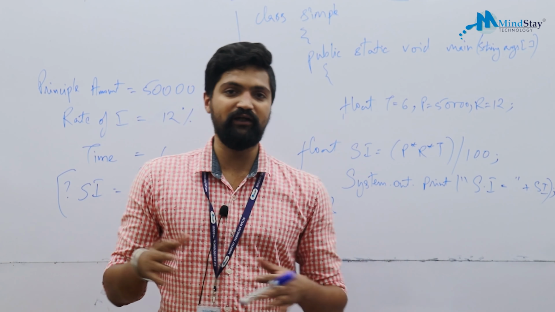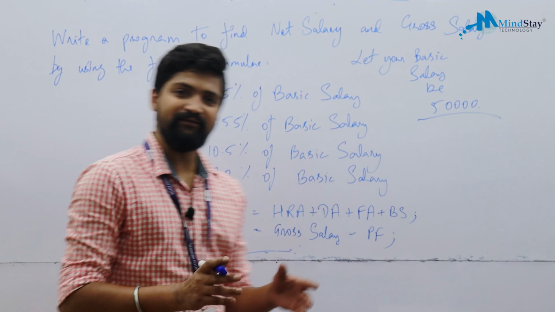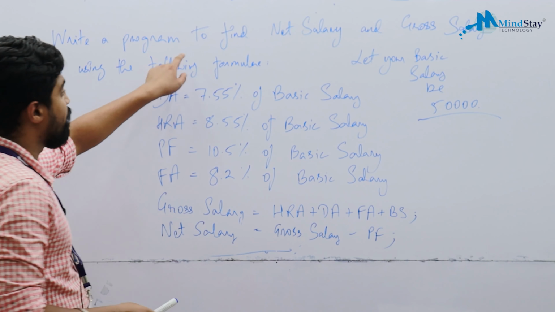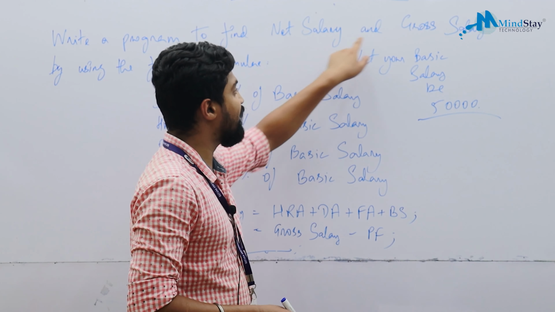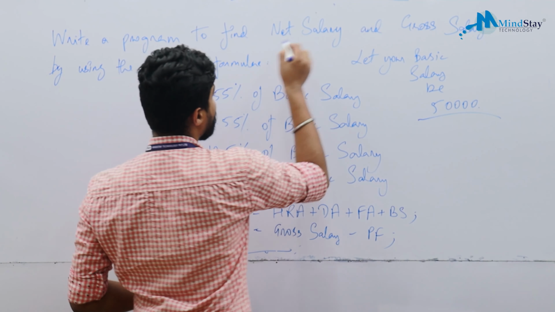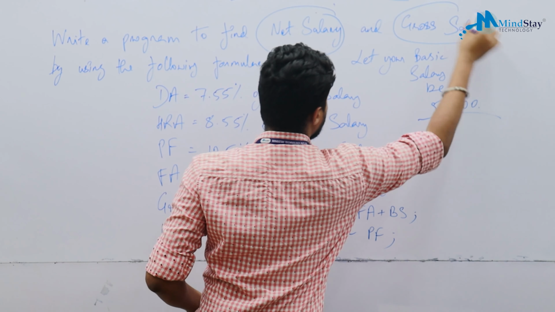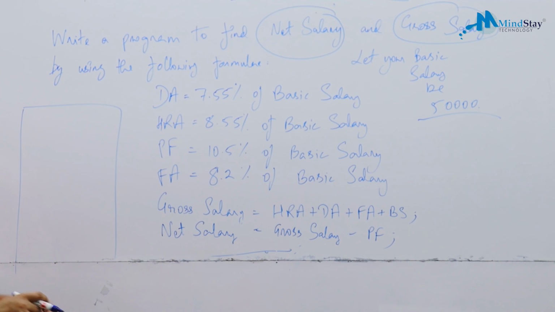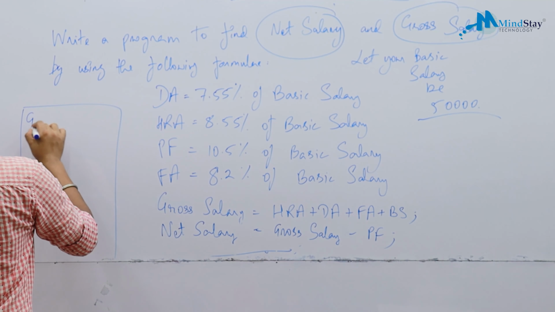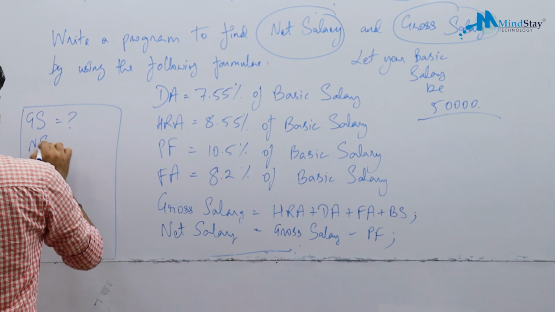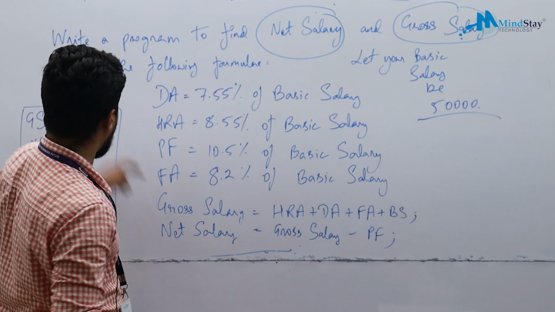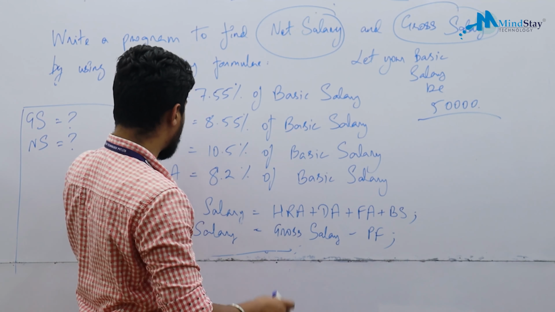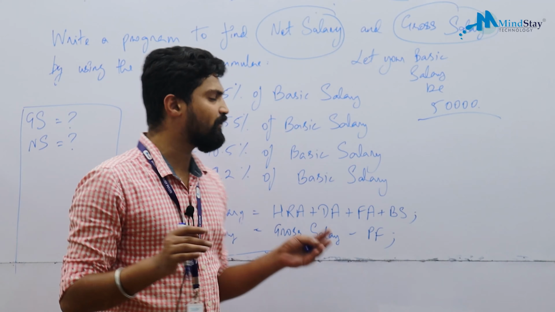Now let's move on to the next question. Let us see what it says. Write a program to find the net salary and the gross salary. So what do you have to find? You have to find the net salary and you have to find the gross salary. Let us make it here in this box. Use the following formula, as given here, and find the net salary and the gross salary.